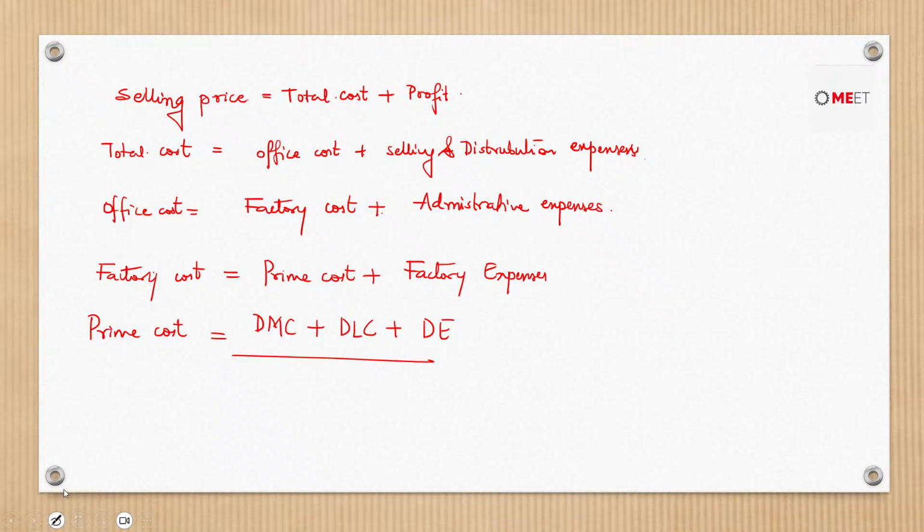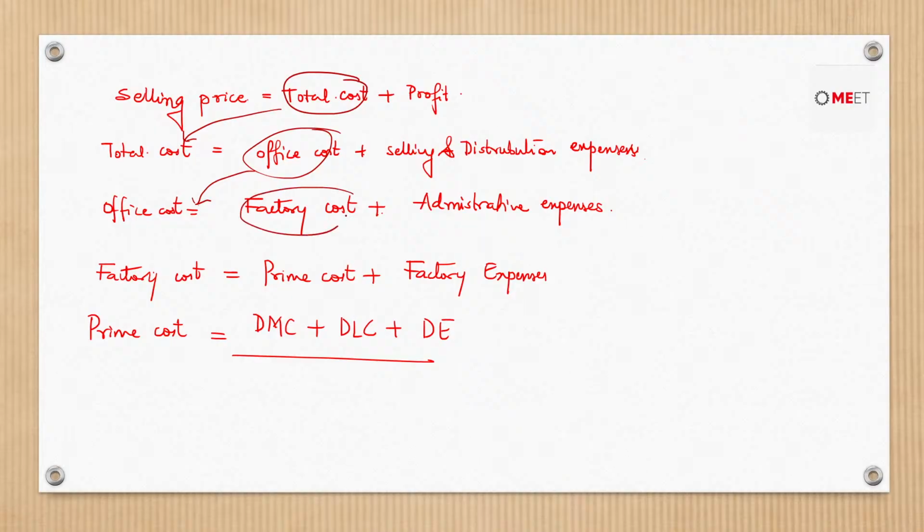Here you can start with selling price. Total cost is a component of that. Office cost is once again a component of total cost. Factory cost is a component of office cost. And prime cost is a component of factory cost. And prime cost is going to include direct material cost, direct labor cost, and direct expenses.